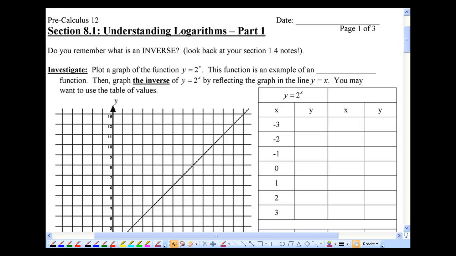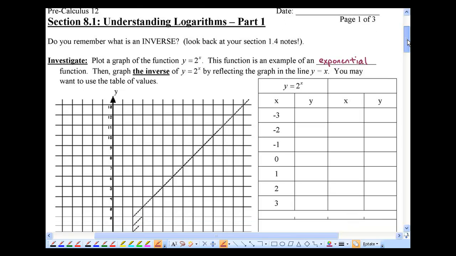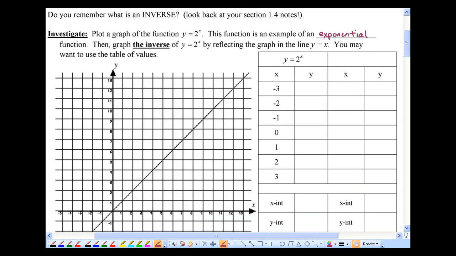So what I'd like you to do today is plot a graph of the function y equals 2 to the power of x. And once again, this is a lovely example of the exponential function, which is what we learned in Chapter 7. And then afterwards, I want you to graph out the inverse of this function by reflecting the graph in the line y equals x. And I made a table of values for you, so you can use it if you wish. And if you don't want to, that's perfectly fine as well. Okay? I'll let you try this on your own.